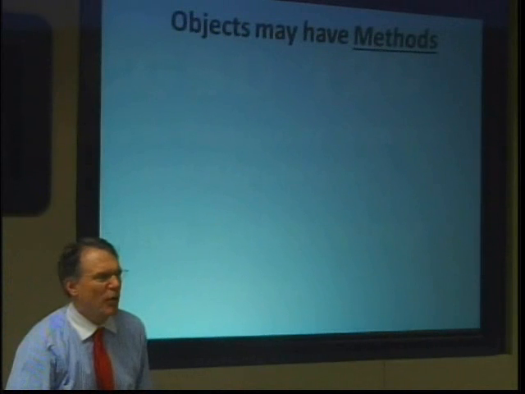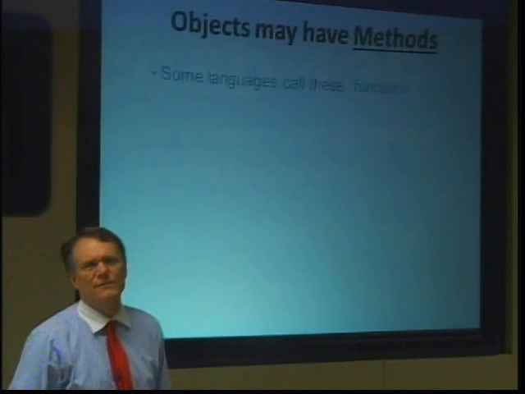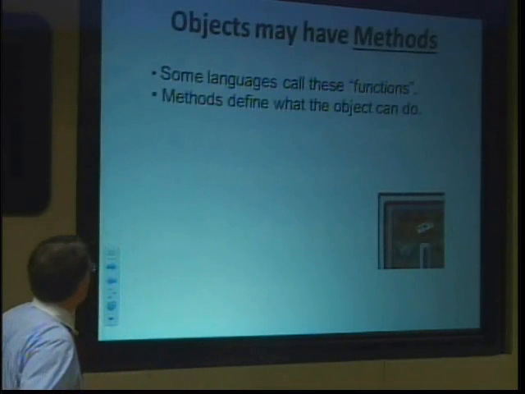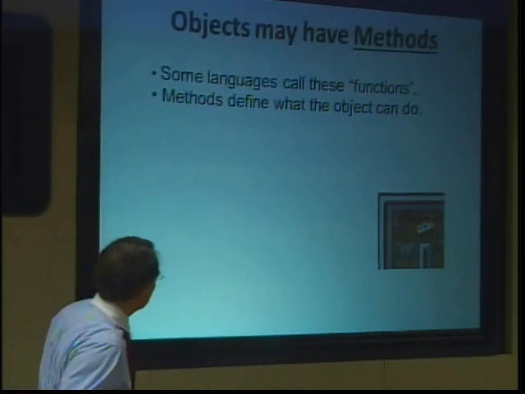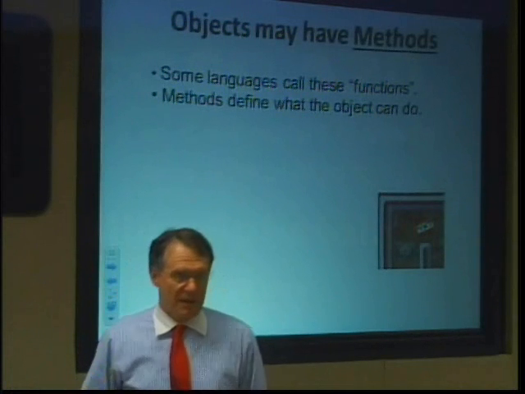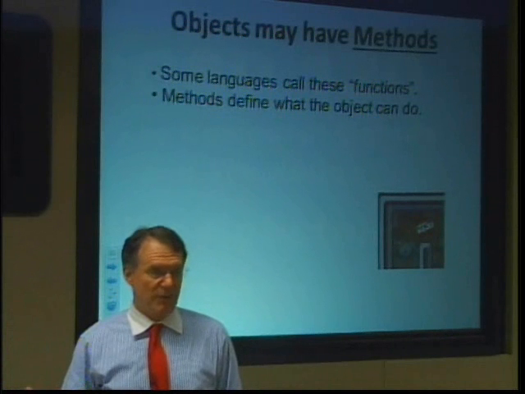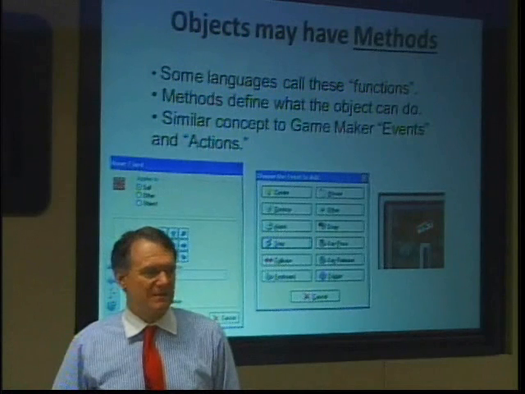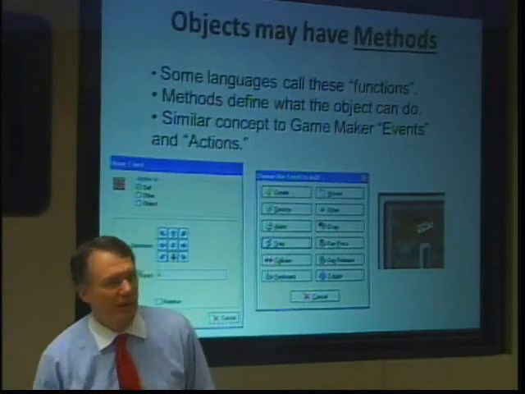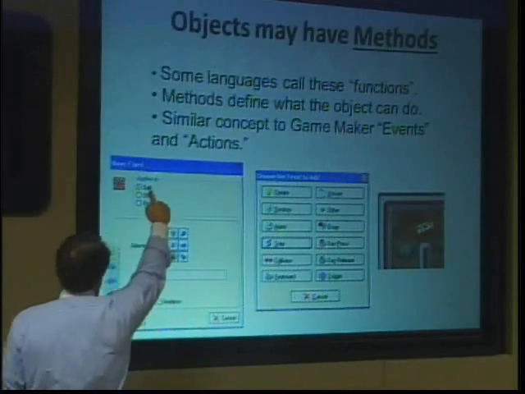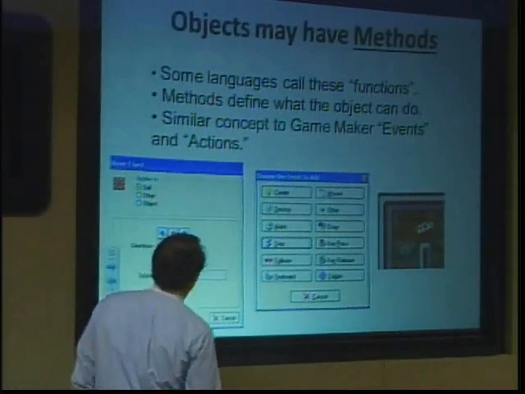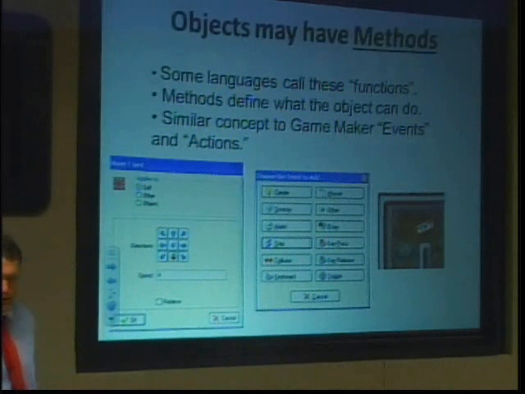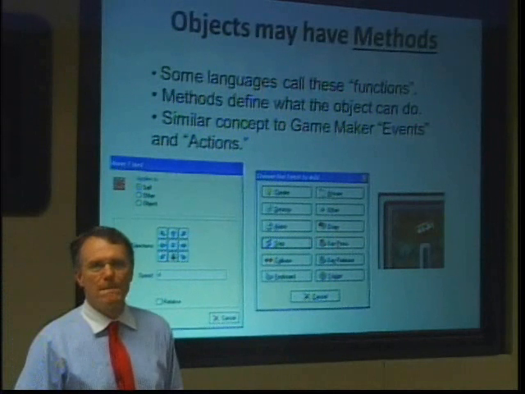All right, objects may also have what we call methods. Some languages call these functions, as GameMaker does. Methods define what an object can do. In Alice, they use the term methods. In GameMaker, we call it functions. They're also events and actions in GameMaker, as you see here, with the move fixed action and the events that can be associated with an object such as a koala bear in Koala Break.